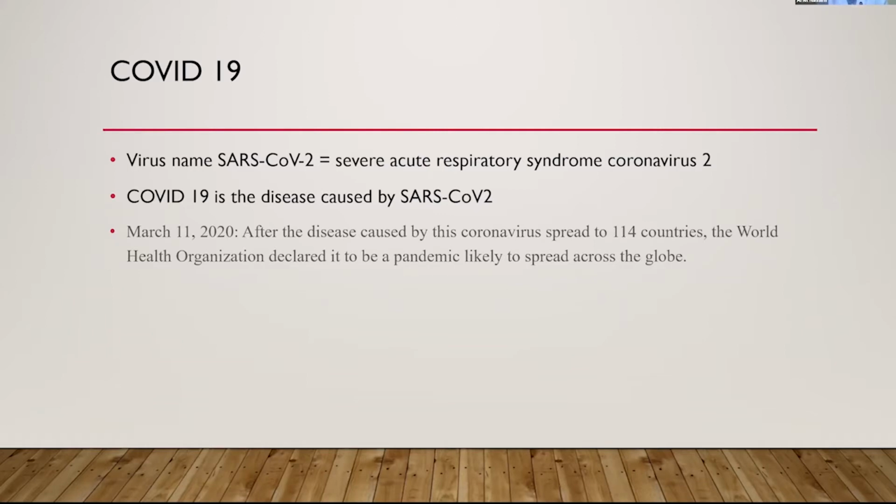So there are many viruses. The common flu is a virus. And again, COVID-19 is the disease that we see caused by this new virus that's come about since December 2019.